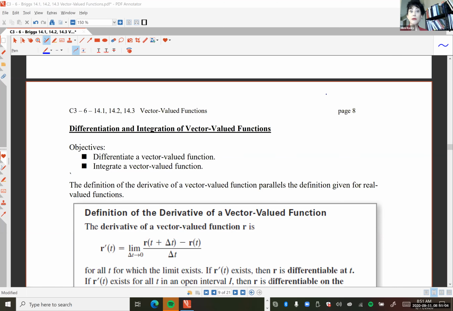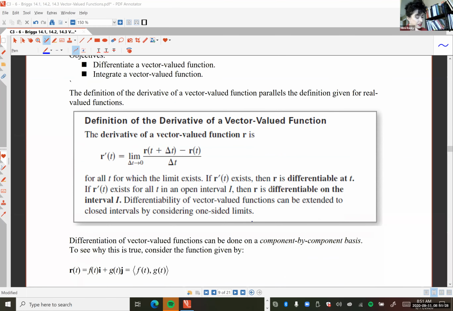Now, good news and bad news about this last part. The good news is, if somebody says, take the derivative of this vector valued function, you just individually take the derivatives of each of the components, knowing all that you know about derivatives, and then boom, you give the vector. The derivative of a vector is also a vector, and you just give the vector answer. So that's the good news.